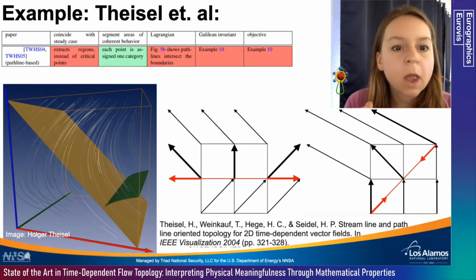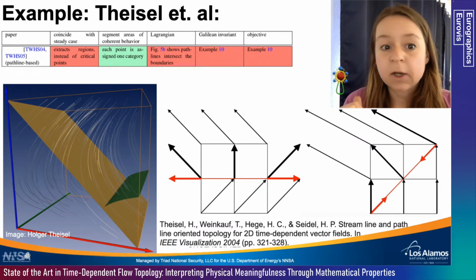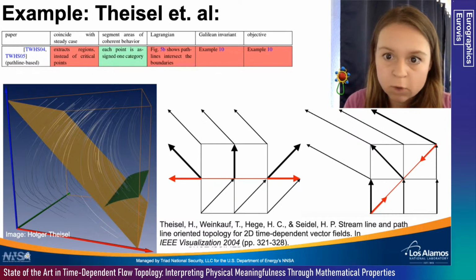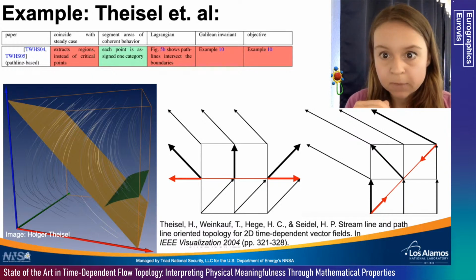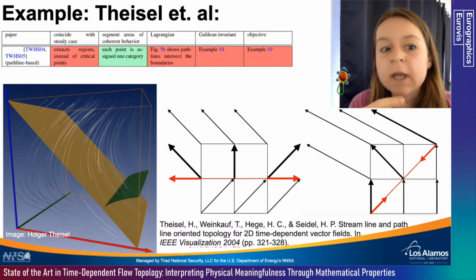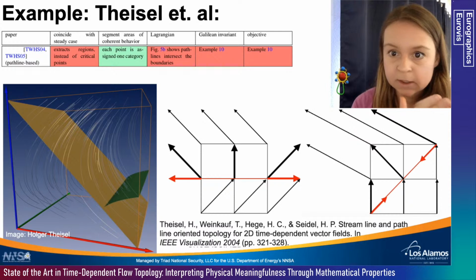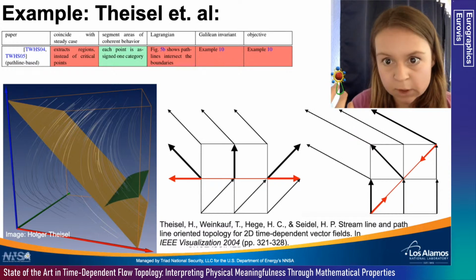Then the question, is it Lagrangian? We can also answer this with a no, just from looking at the picture that comes from the paper, because we can see there are pathlines rendered and they clearly intersect those boundaries. So the boundaries are not material surfaces.